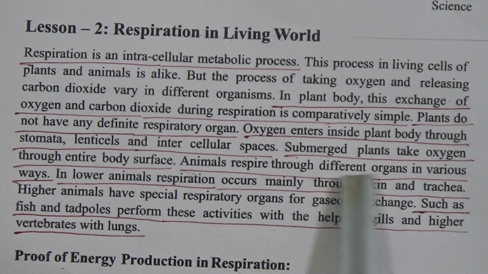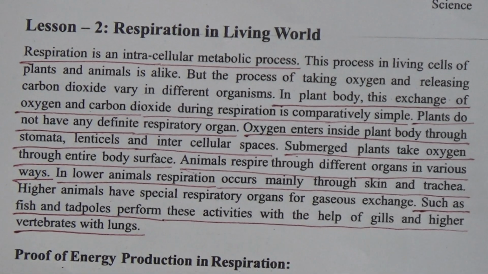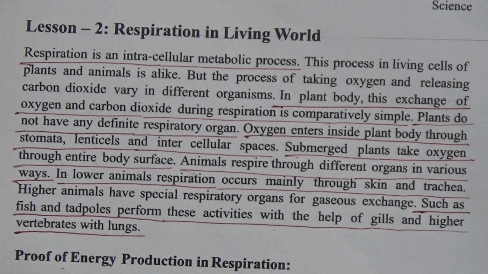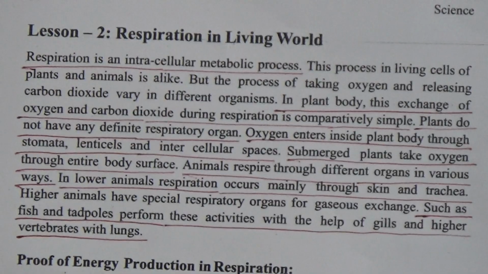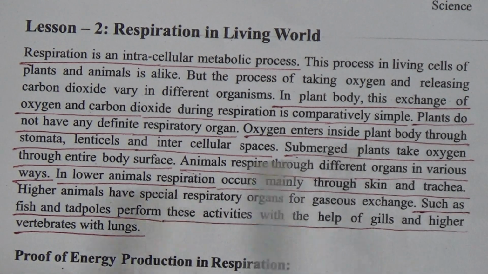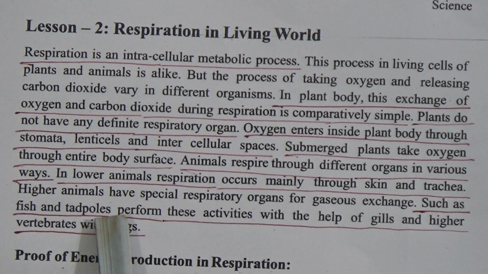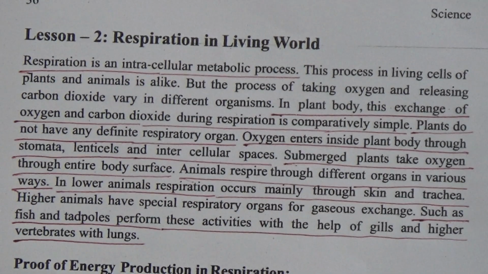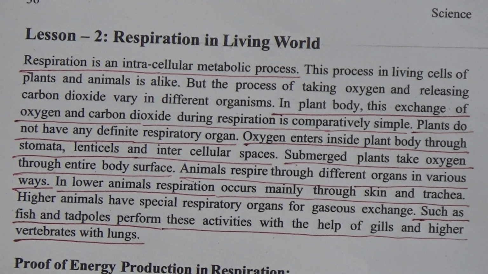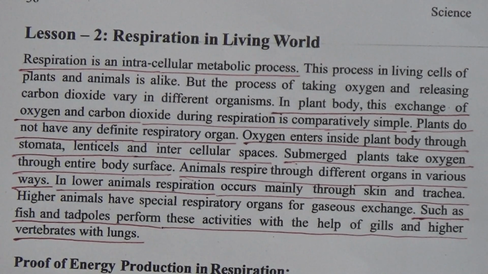Animals respire through different organs in various ways. In lower animals, respiration occurs mainly through skin and trachea. So, in the case of lower animals, that means amoeba and protozoa, respiration occurs mainly through skin and trachea. Higher animals have special respiratory organs for gaseous exchange, such as fish and tadpoles. Tadpoles are the young ones of a frog. They perform these activities with the help of gills, and higher vertebrates with lungs. We acquire our respiration through our lungs.